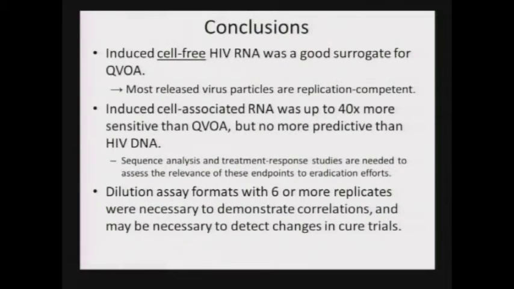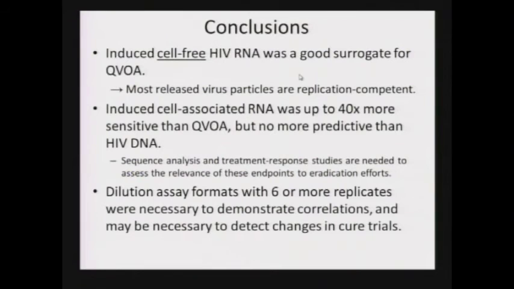So in summary, our study found that induced cell-free HIV RNA was a good surrogate marker for QVOA, and this suggests that the vast majority of the virus that is produced in a single round assay is in fact replication competent. So there may be even simpler ways to measure this. Although we were able to measure induced cell-associated RNA much more easily than QVOA, it was not predictive of QVOA. I think further sequence analysis will probably be necessary to tease out exactly what's going on.